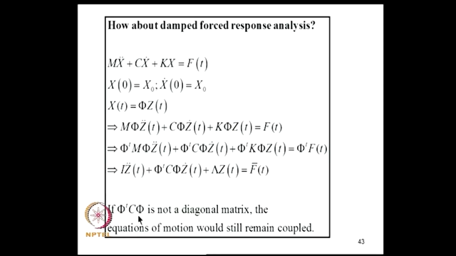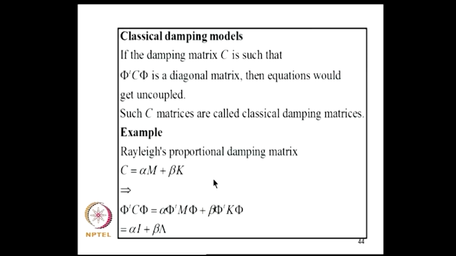There is no reason to believe that phi transpose c phi is a diagonal matrix. It could be, but there is no reason to expect a priori that it is bound to be diagonal. So, if C is such that phi transpose c phi is not diagonal, these governing equations still remain coupled, and we have only succeeded in diagonalizing the mass and stiffness matrices, and all the troubles are still retained through the damping matrix. Trouble means couplings.